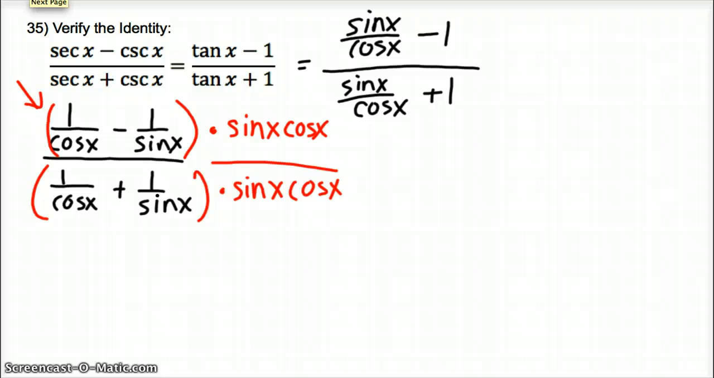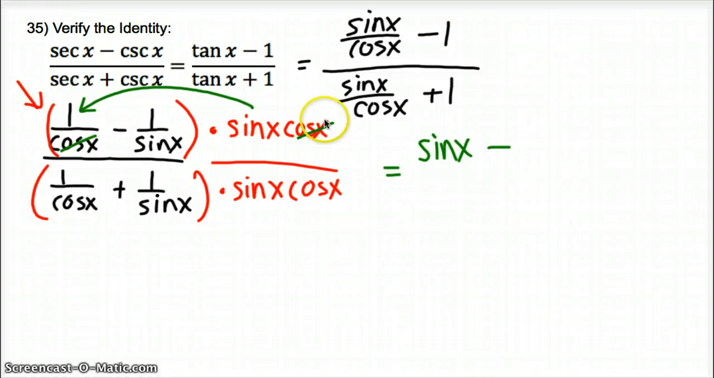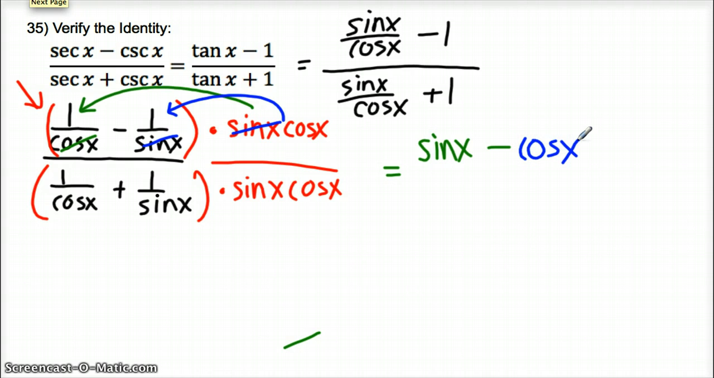So when I distribute and multiply this times this, I'm going to get the cosine x's canceling. And in the numerator, I'll simply have sine of x minus. Now I'm going to do the same thing with the next term, but instead of having the cosine x's canceling, when I distribute to the second term, I'm actually going to have the sine x's canceling. Those are going to be gone, and I'll be left with minus cosine x. Much easier to look at here.